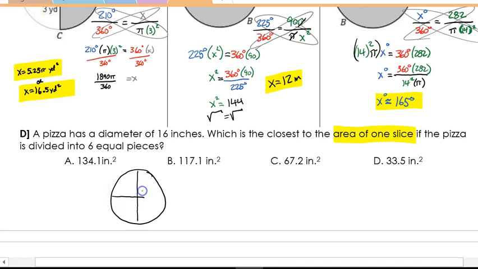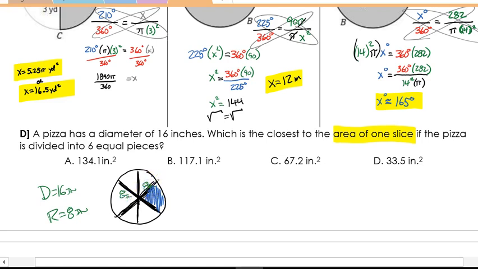So here's a circle. What I'm doing is I'm dividing this into 6, and we cut this into 6 equal pieces. Well, I want to figure out the area of one of these slices. I know that the diameter equals 16 inches, which means that my radius is equal to 8 inches. So one of these pieces, 8 inches.